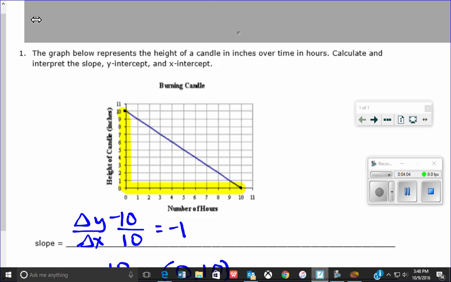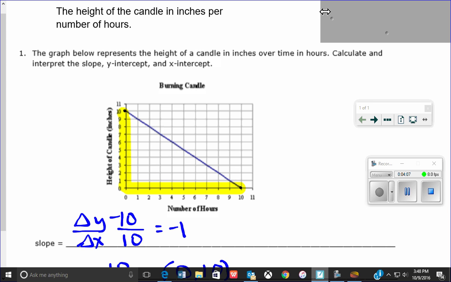So height of candle in inches per the number of hours. That's just an interpretation of this slope.